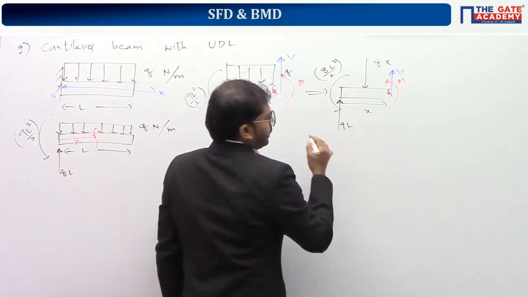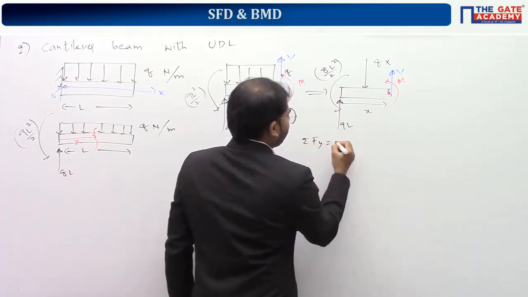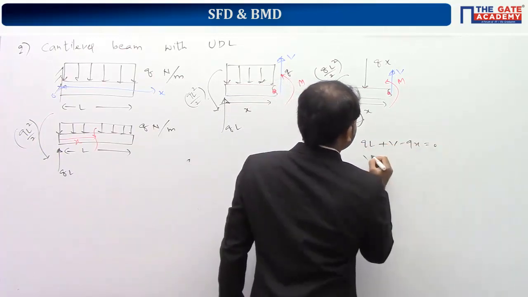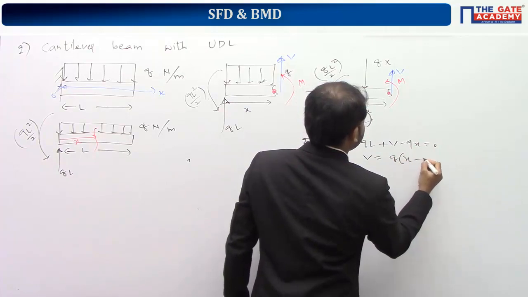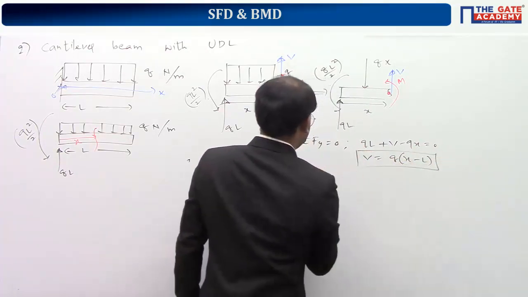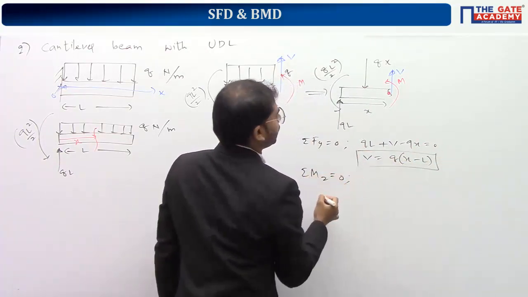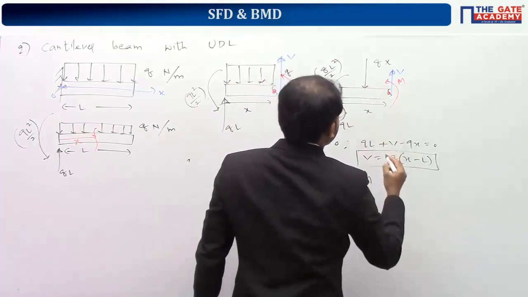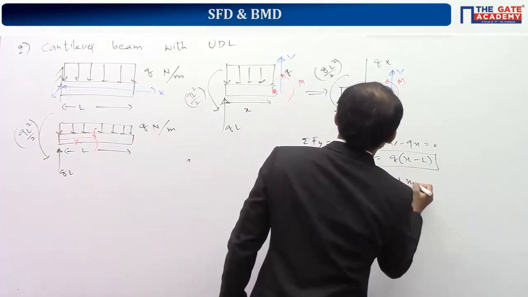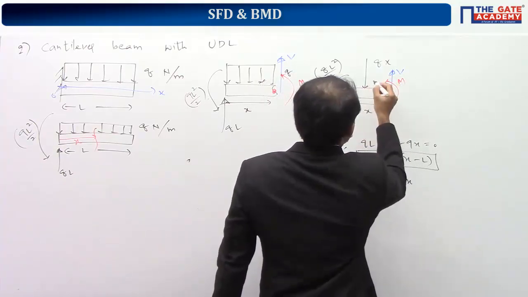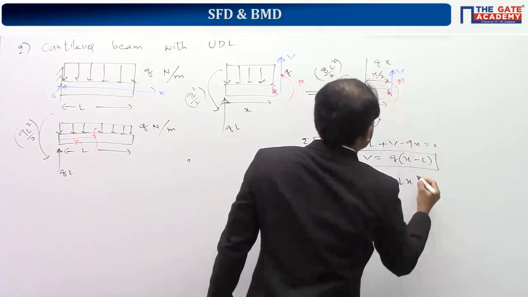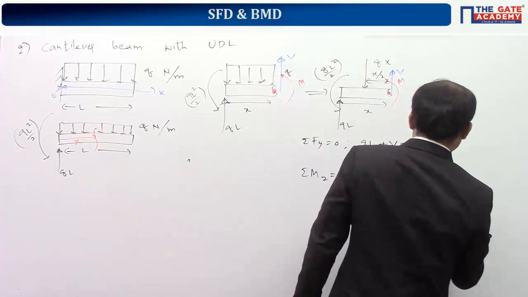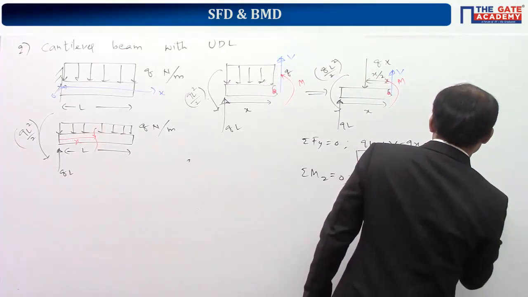So if you apply the equilibrium condition, sigma Fy is equal to 0. This comes out to be qL plus V minus qx is equal to 0. So V comes out to be q of x minus L. Now sigma Mz is equal to 0. So take moment about this point: M anti-clockwise, q into L into x clockwise, so minus qLx, qx into x by 2 anti-clockwise, so plus qx square by 2 anti-clockwise, and qL square by 2 again anti-clockwise, so plus qL square by 2 anti-clockwise is equal to 0.